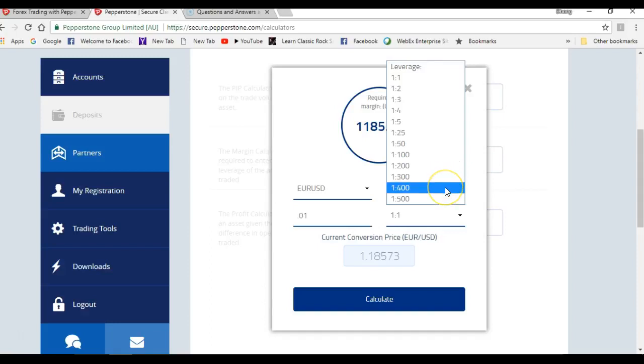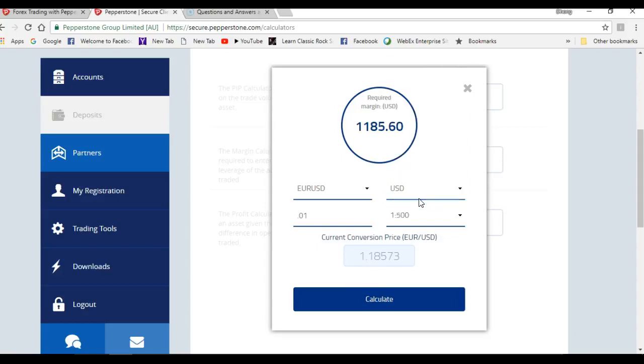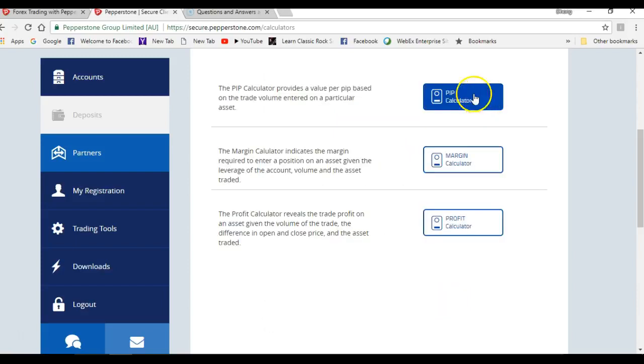So the company is offering you this. I would suggest taking the highest leverage, but you know leverage is a double-edged sword. You also need a bigger margin for you to run this. So you only need 2.37. This is the leverage offered by the company, which is very good. So you learn that particular portion, and you know how the pip calculator and margin calculator work.